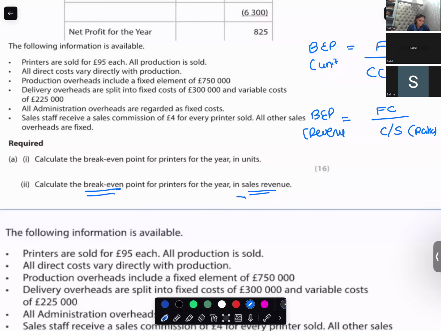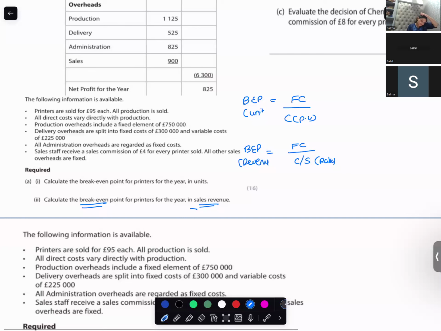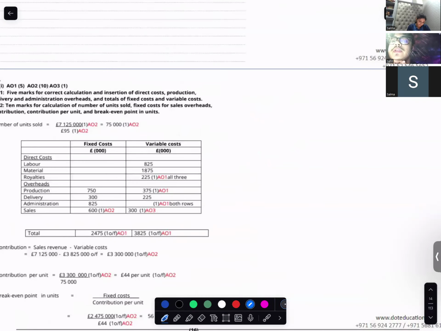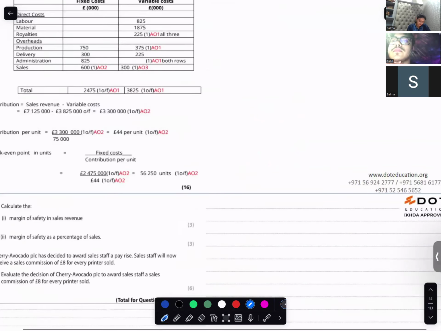That means our entire target lies behind finding the fixed costs, and finding the contribution per unit and contribution to sales ratio. Correct? Yes. Okay, fine. Let's see.